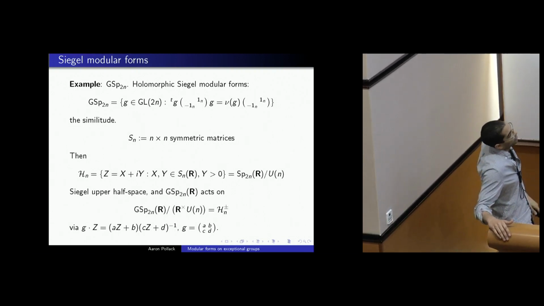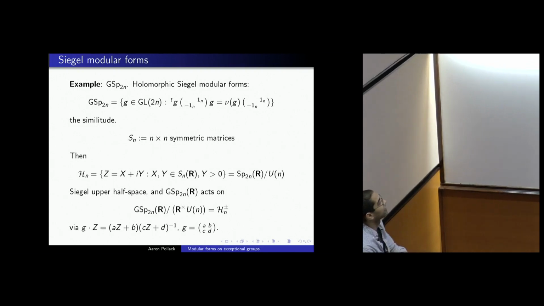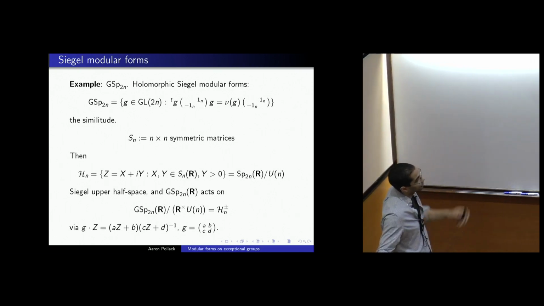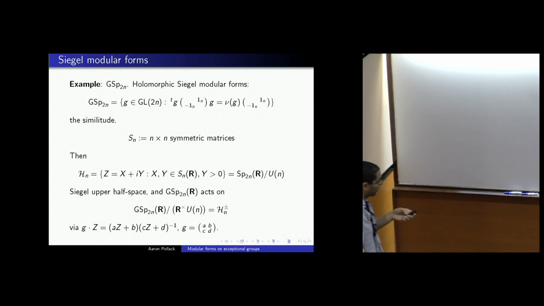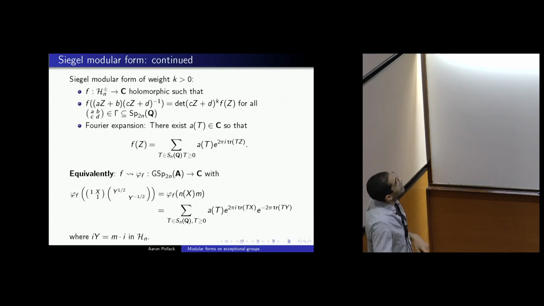GSp_2n acts on two copies of this symmetric space, the upper and lower Siegel half space, via this action at the bottom: g times Z is (AZ plus B) times (CZ plus D) inverse, where g is (A B; C D) in n by n block form. So this is a group whose symmetric space has Hermitian structure.